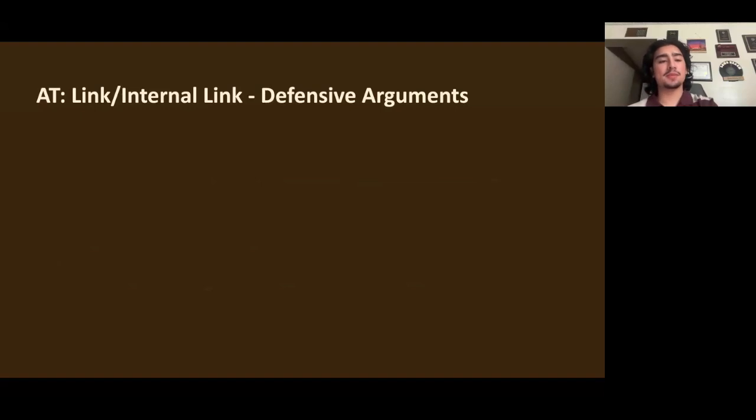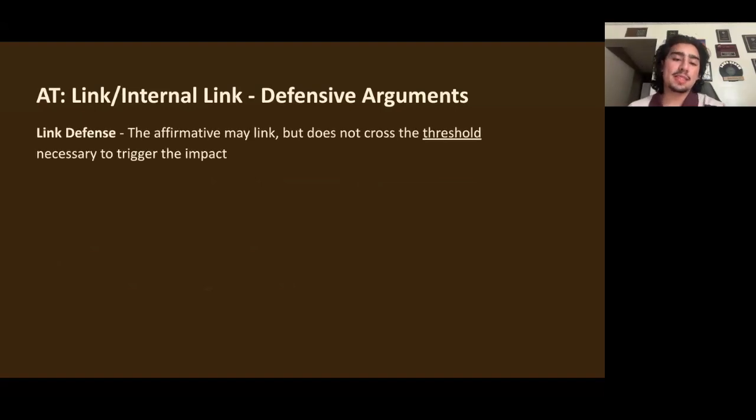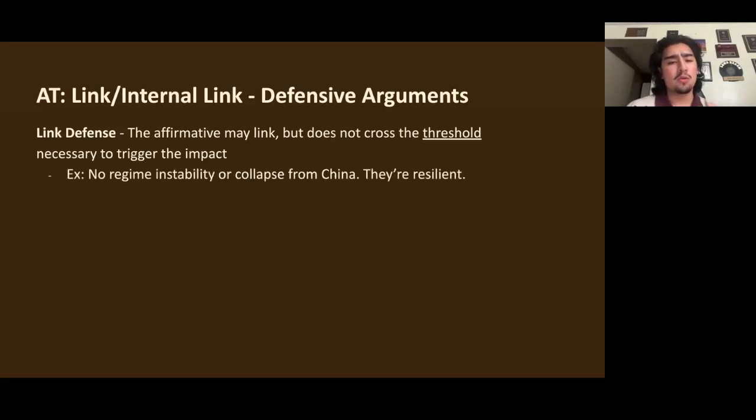All right, defensive arguments. First one, link defense. The affirmative may link but does not cross the threshold necessary to trigger the impact. So example, no regime instability or collapse from China, they're resilient. So even if it's true that mining does take away some soft power for China, there's no regime instability. They're resilient, like they'll weather the storm.